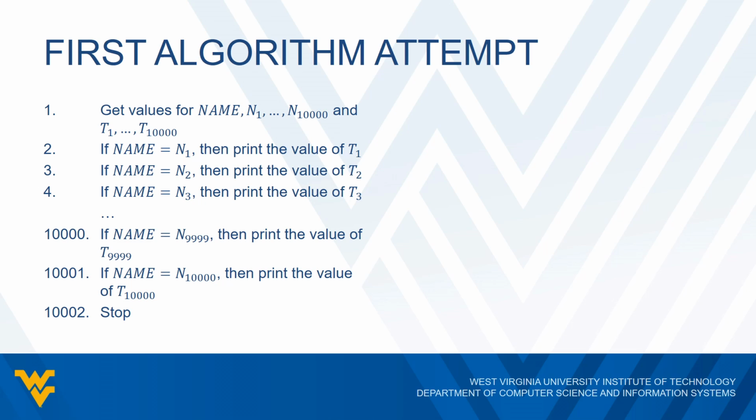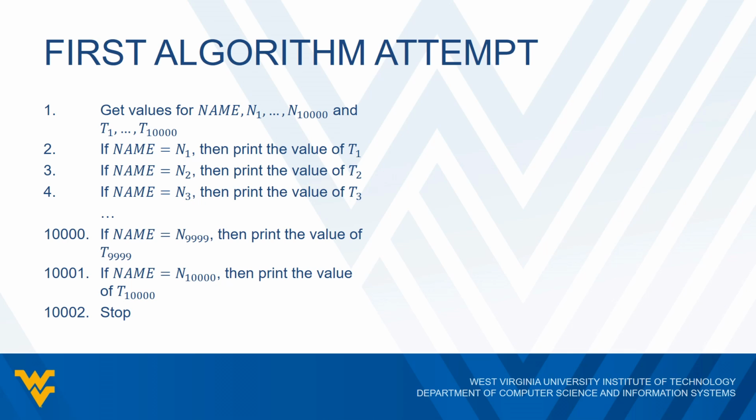Let's take a look at an attempt to write an algorithm for this problem. So we said the idea is that we need to search the entire list. We just compare our name with the name of that person. And then if we find it, we print the value. And if we don't find it, then we say it doesn't exist. So let's take a look here. So the first step is we'll get the values for the name, the person that we're going to search, the list of names, and the list of phone numbers.